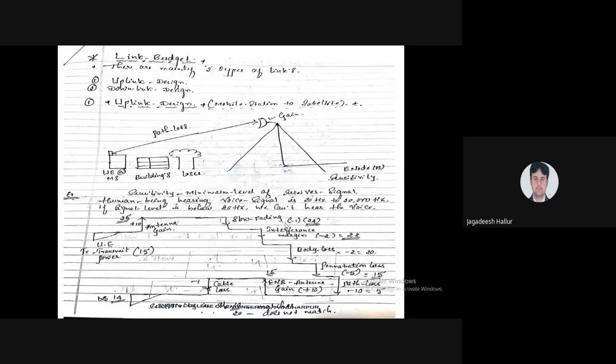Once the signal has reached the earth station, it has to come to the earth station. In that, the losses start. Which are those losses? The first is slow fading. Slow fading is nothing but fading because of your weather condition. Because of your weather condition, it is going to hamper your signal. The signal will get distorted.